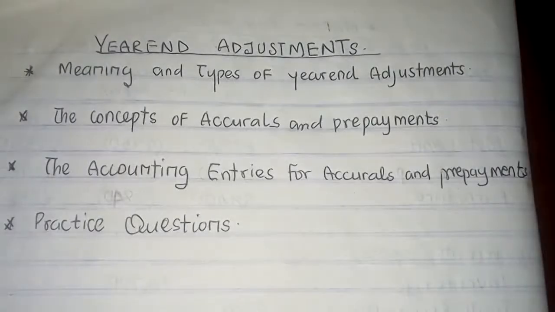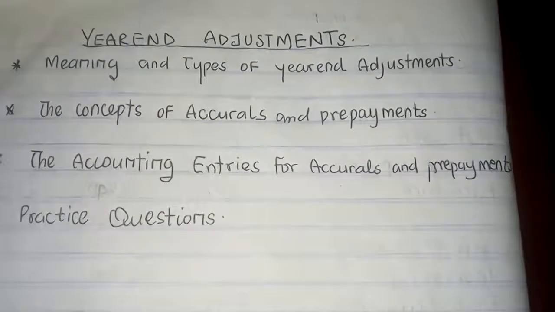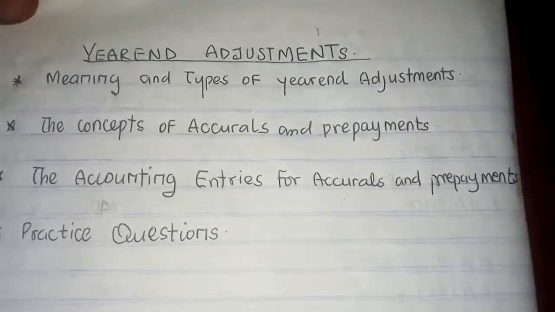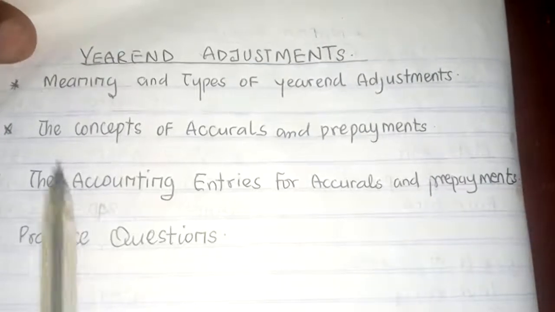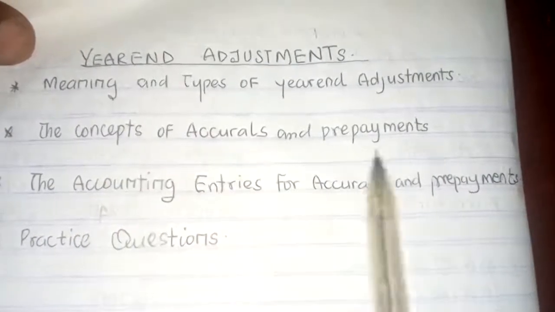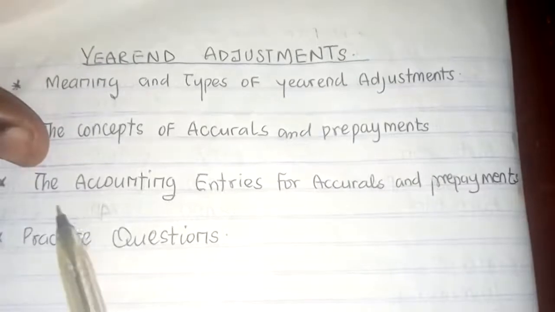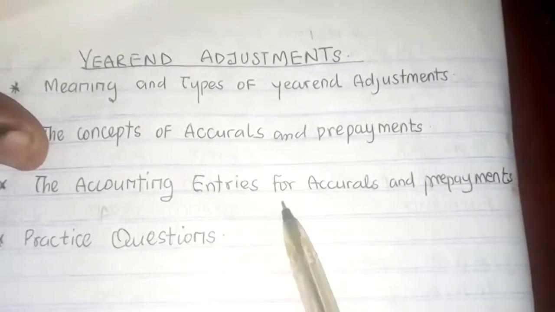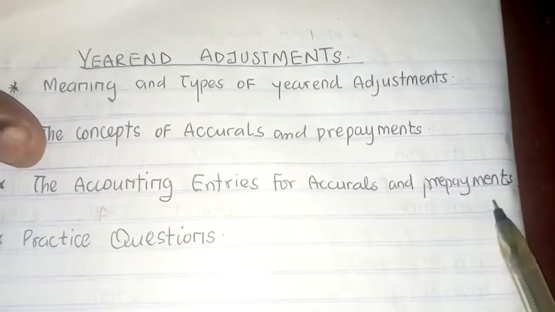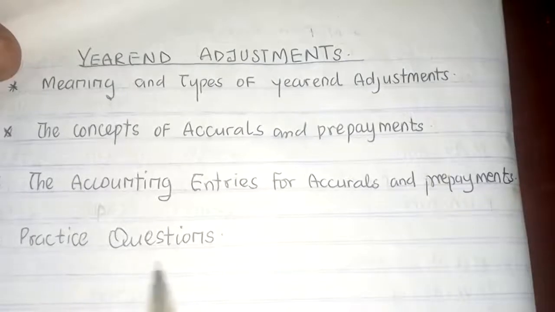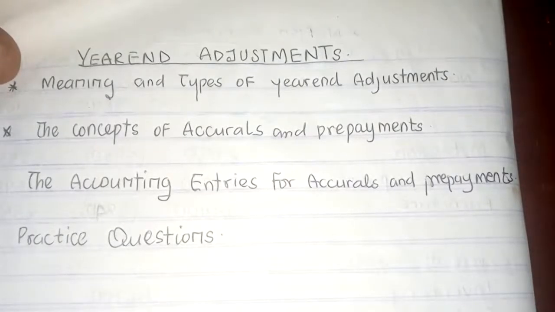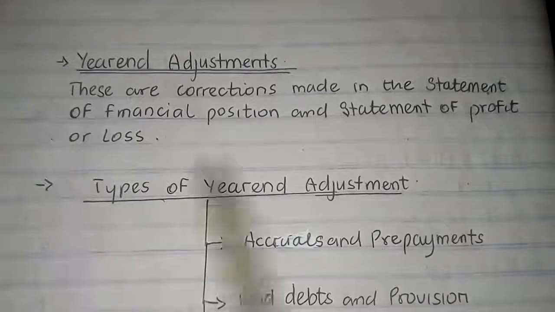Hello students, in today's class I'm going to introduce you to the concepts of year-end adjustments by looking at number one, the meaning and types of year-end adjustments. Number two, the concepts of accruals and prepayments. Number three, the accounting entries for accruals and prepayments. Then lastly, we'll look at one or two practice questions. All right. Now, let's start with year-end adjustment.